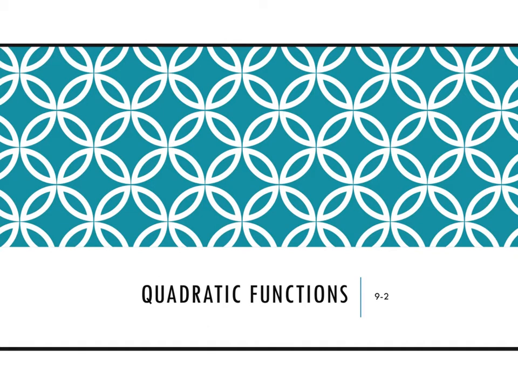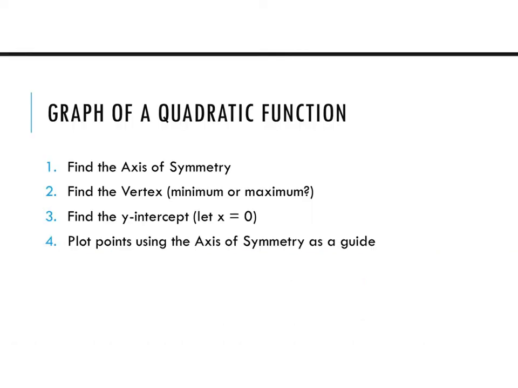For 9.2, I decided to go ahead and combine your vocab and read and got it. Vocab's real short on this one. Alrighty, so again, reviewing that idea of graph of a quadratic function. This is the easy way, right?